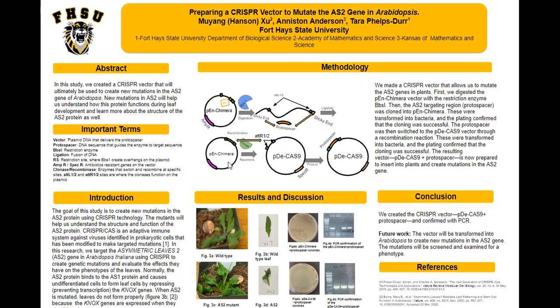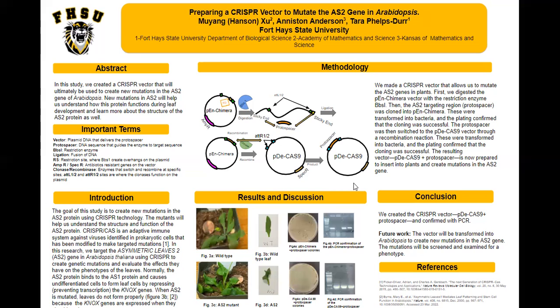This semester, we were able to successfully create a CRISPR vector that will allow us to mutate the AS2 genes. We did this by digesting the pEn-Chimera vector with the enzyme BsaI. Then the protospacer was transformed into bacteria so it could be plated to ensure successful cloning. We then transferred the protospacer into the pDE-Cas9 vector. The final vector was then prepared to insert it into the plants to form these new mutations.